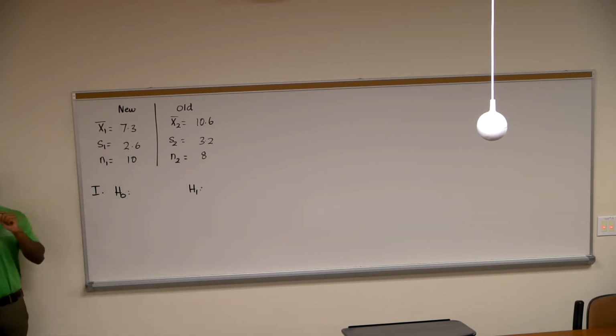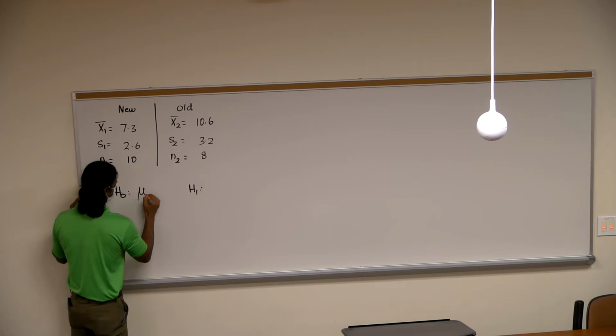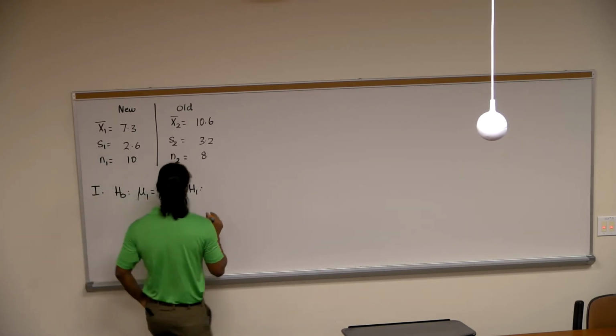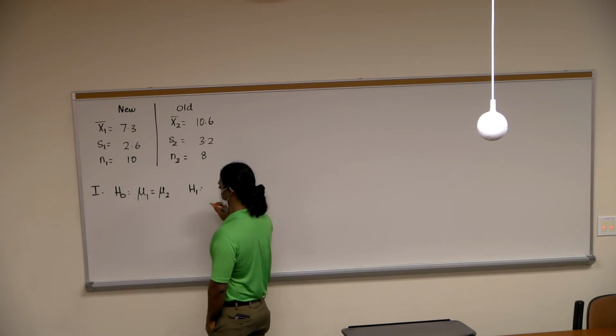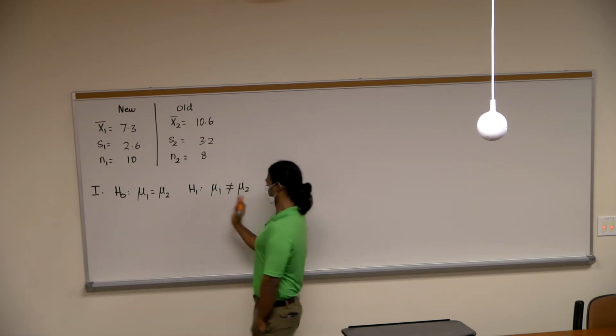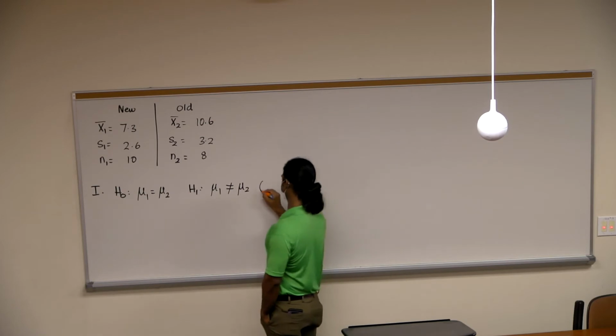What is the null? Mu1 equal to mu2. The alternative, mu1 not equal to mu2. And what type of test is this? Two-tailed.